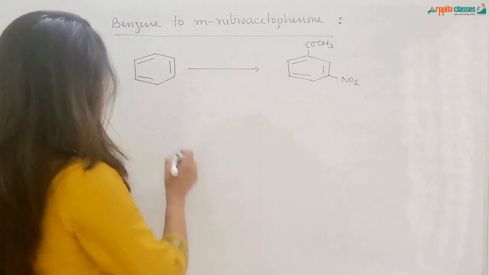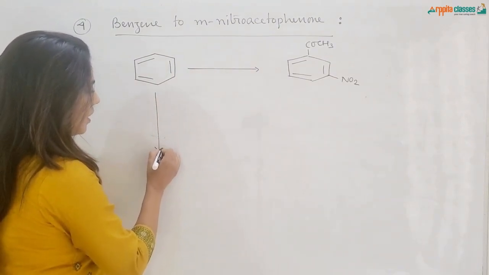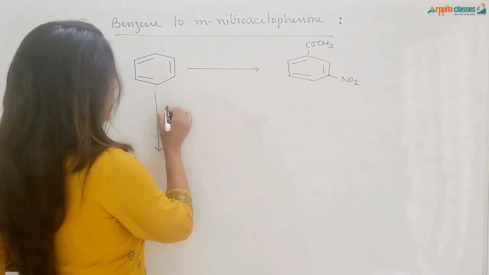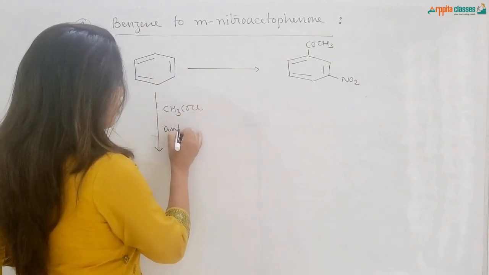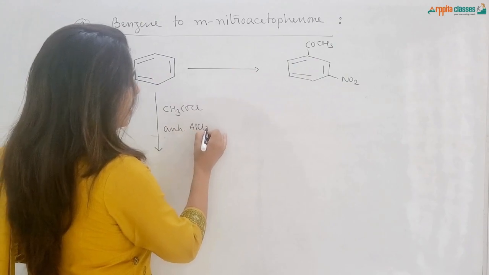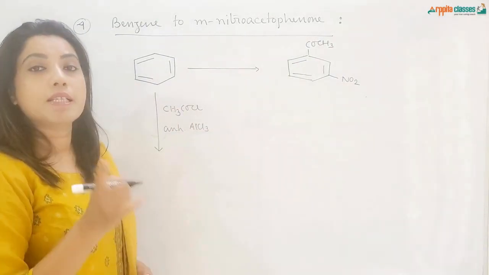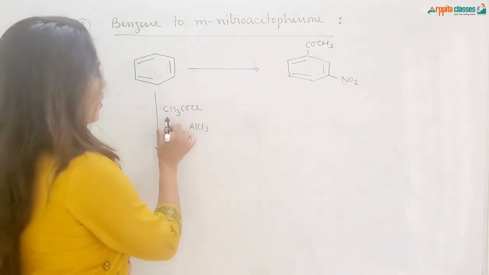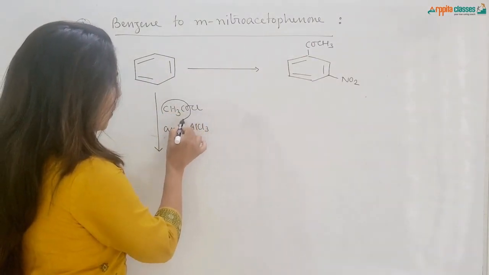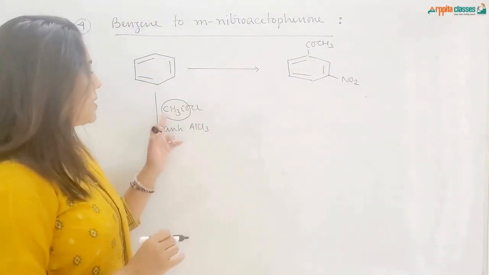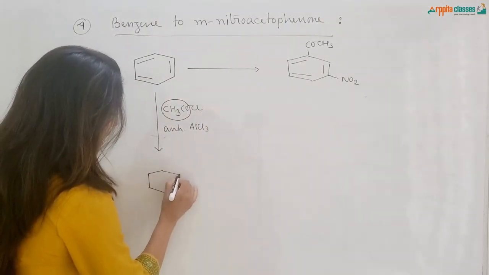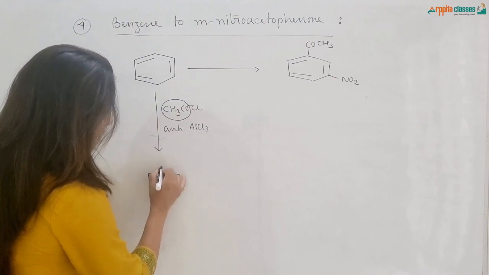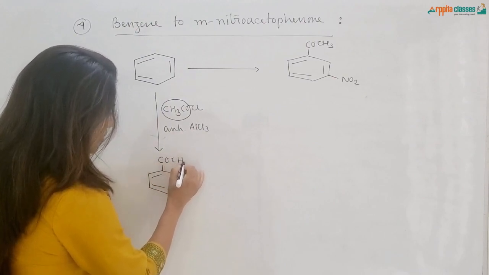Okay. So first of all, from benzene we will convert it to acetophenone by treating this with CH3COCl in presence of anhydrous AlCl3. This is called the Friedel-Crafts acylation reaction, where we are going to introduce an acyl group, which is the CH3CO group, to the benzene ring. So first we will be getting acetophenone here by Friedel-Crafts acylation reaction.